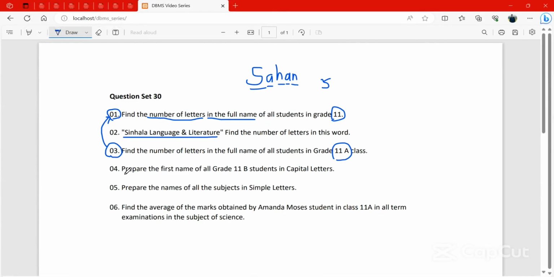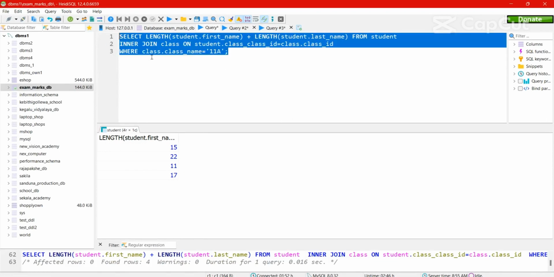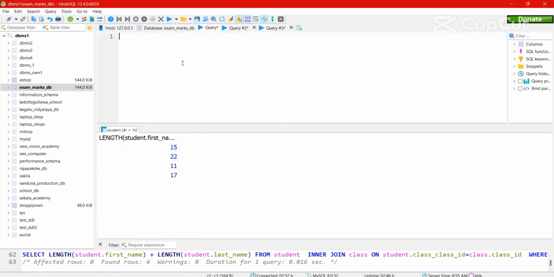Let's move on to the fourth one. Prepare the first name of all grade 11B students in capital letters. In this question, they have told us to prepare, that means we need to get the first names of the grade 11B students in capital letters. We are using a new keyword for that. So let's write the query for that one also.